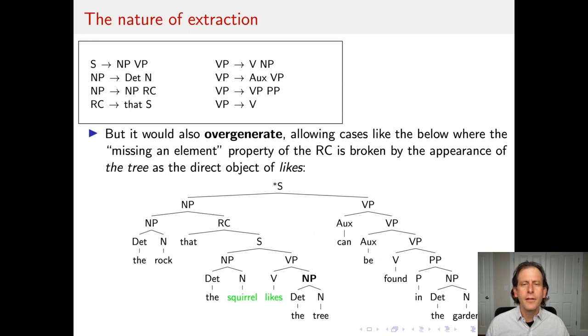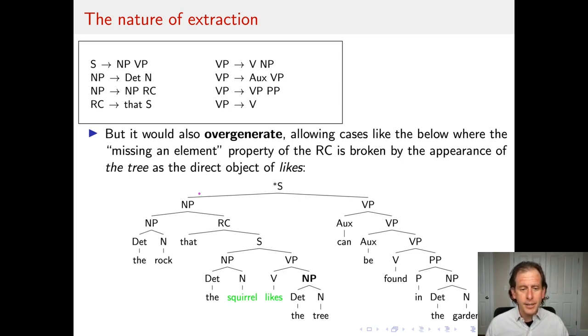However, there's a problem in that it admits structures that are not acceptable. And that's what's called overgenerating. It allows cases like the below, where the missing an element property of the relative clause is broken by the appearance of something in its stead. So here the sentence is, the rock that the squirrel likes the tree can be found in the garden. And you probably hear, if you're a native speaker, certainly, and even if you're a non-native speaker, this probably sounds off to you.